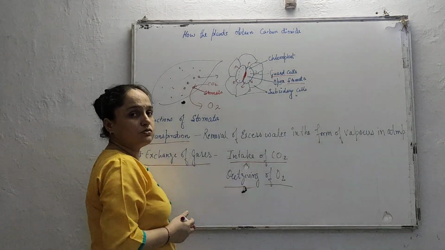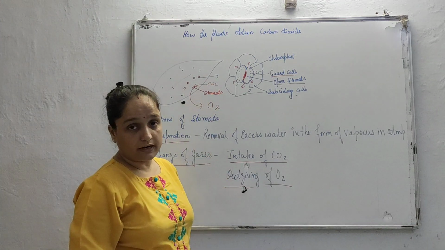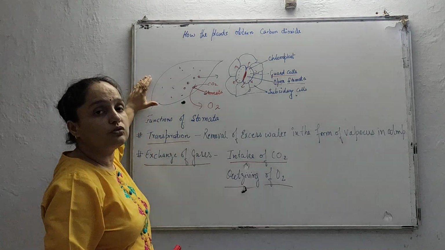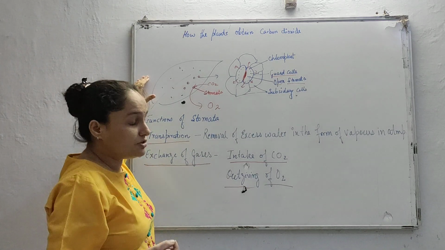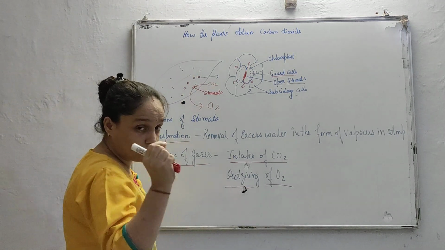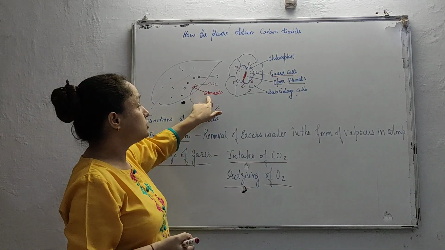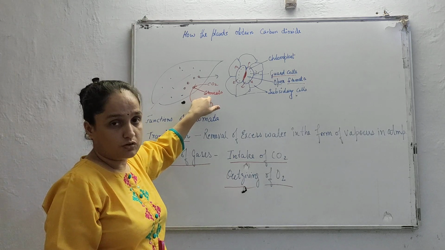Good evening everyone. Today we are going to deal with our topic: how plants obtain carbon dioxide from the atmosphere. A plant has a structure known as the leaf, and the leaf has tiny openings on its surface. Let me tell you one thing: this tiny structure present on the surface of the leaf is known as stomata, and these stomata are mostly present on the lower surface of the leaf.